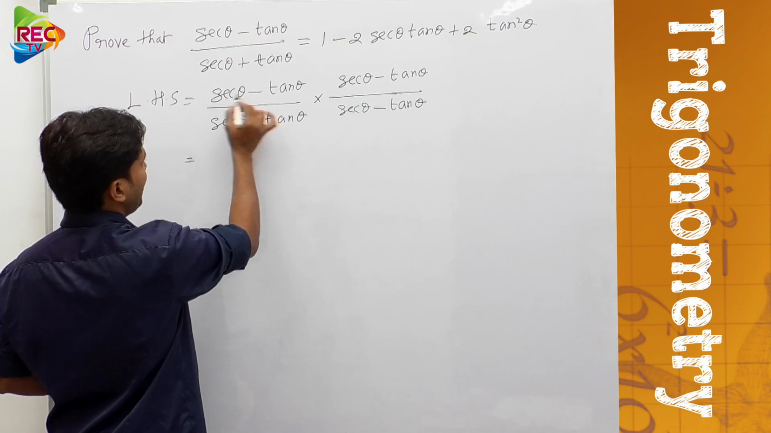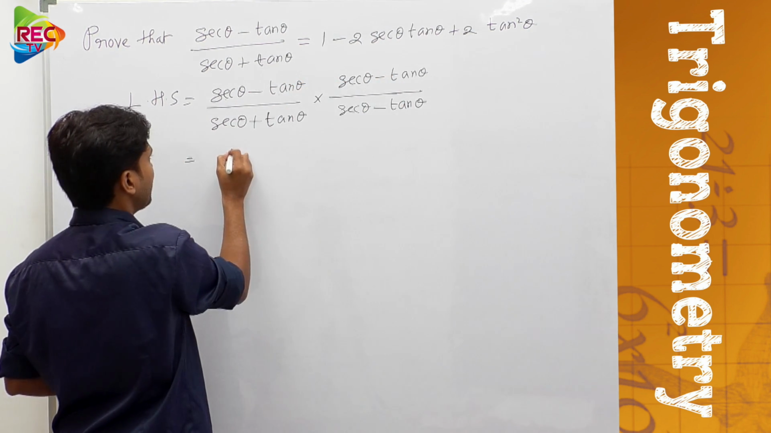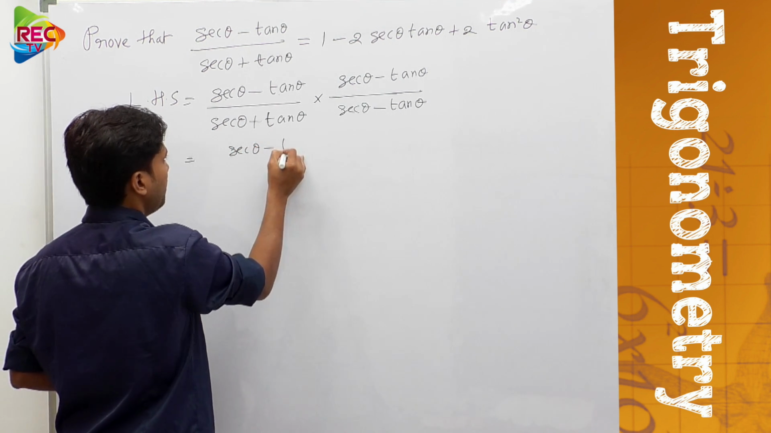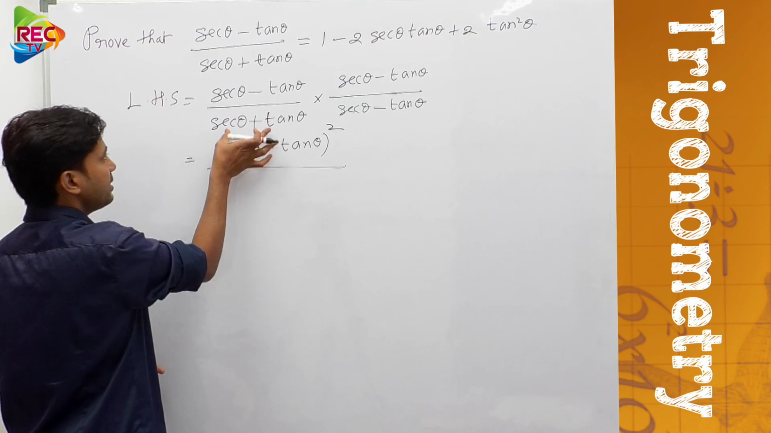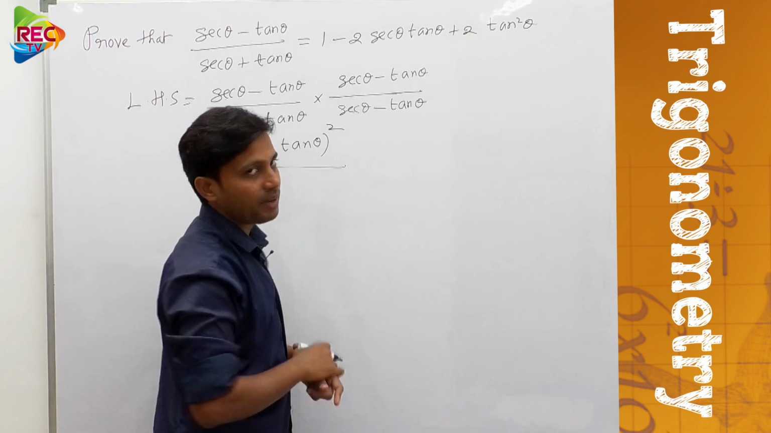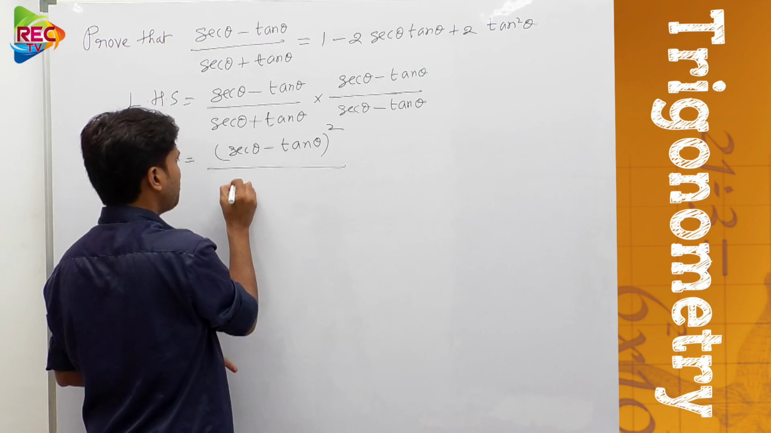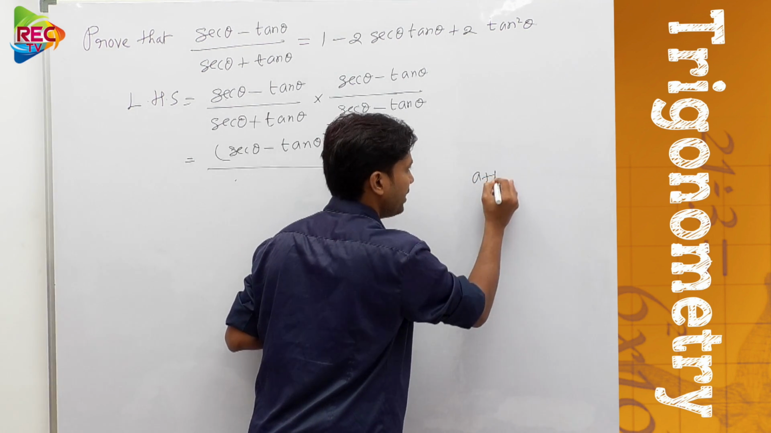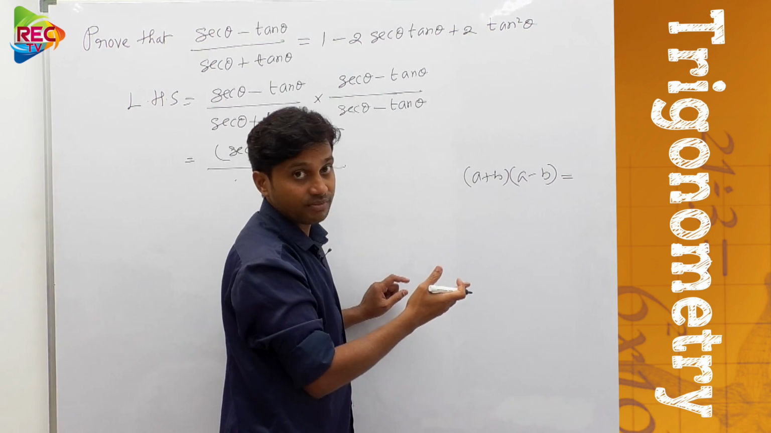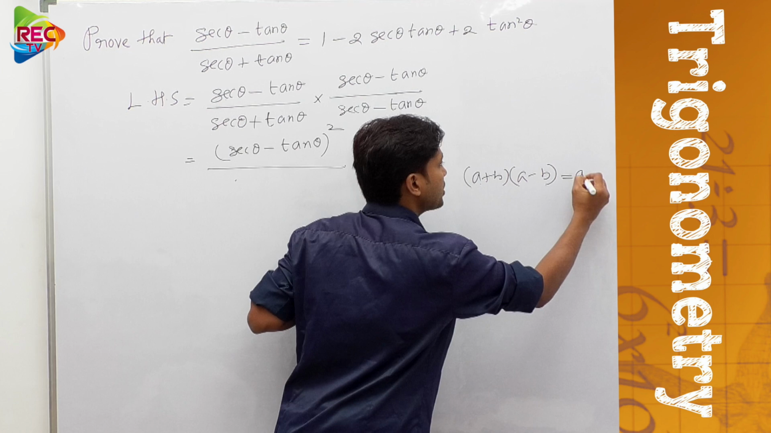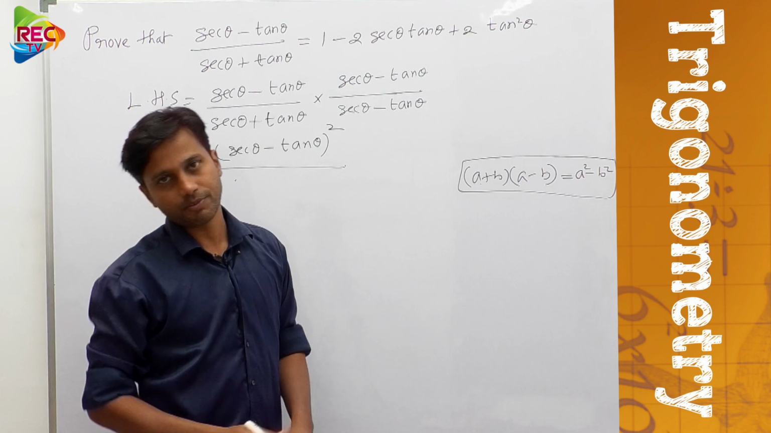What happens? Secant theta minus tan theta into secant theta minus tan theta means multiply twice, so we can make it square. So therefore secant theta minus tan theta whole square we need to put, and then in the denominator secant theta plus tan theta into secant theta minus tan theta. What does it become? Yes, a plus b into a minus b. This is an algebraic identity. So what is that? a square minus b square. This is a formula we generally use to solve algebra problems, right?